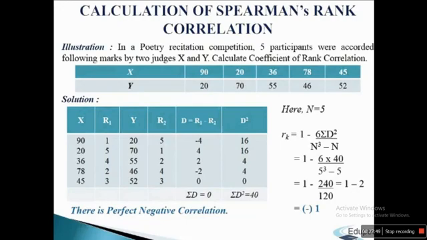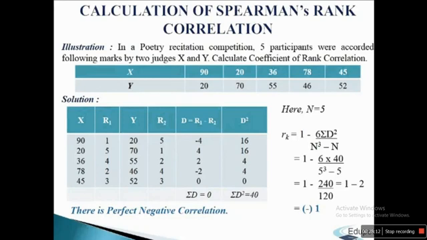What is the relationship between the two variables? The judges are not thinking in the same way. The marks given by one judge are increasing, and on the same items the marks given by the other judge are decreasing. So there is a perfect negative correlation coefficient.